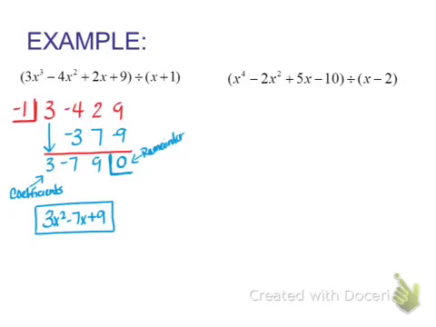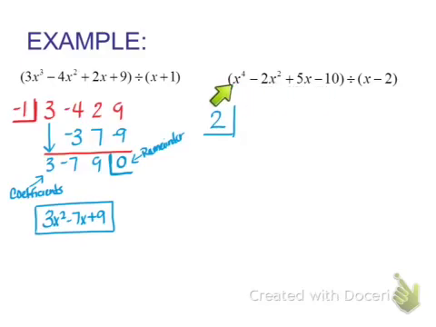So the second example, I have x to the fourth minus 2x squared plus 5x minus 10, and I'm dividing by x minus 2. So in my problem, I'm going to set this up, and my a value, this is x minus 2, so that makes a positive 2, so that goes here. And then I do my coefficients, right? So my coefficients here would be these numbers here.